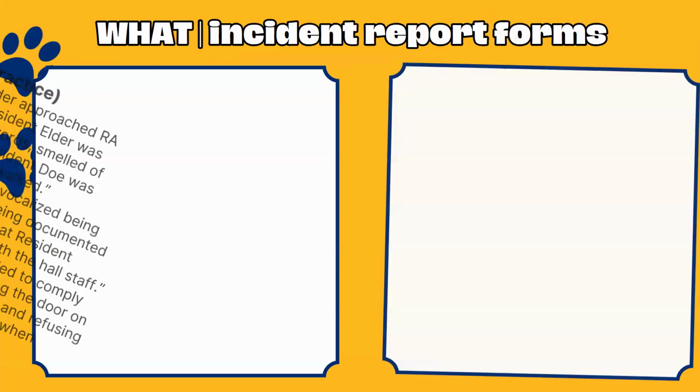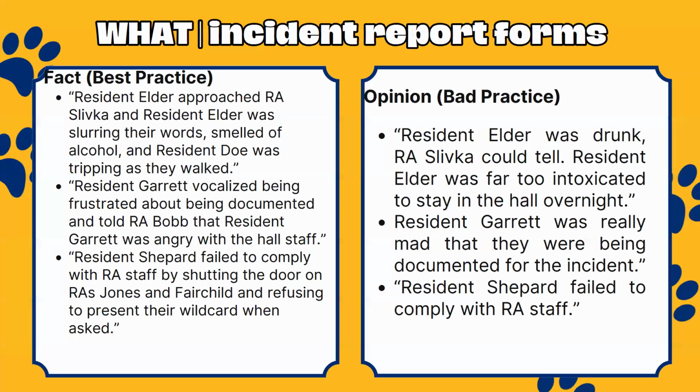As we continue our discussion on incident report forms, let's focus on the distinction between facts and opinions in your reports. When you present facts, aim for clarity and objectivity. For instance, you might say, "Resident Elder approached R.A. Slivka, slurring their words and smelling of alcohol, while resident Doe stumbled as they walked." This kind of detail is essential for accurate reporting.